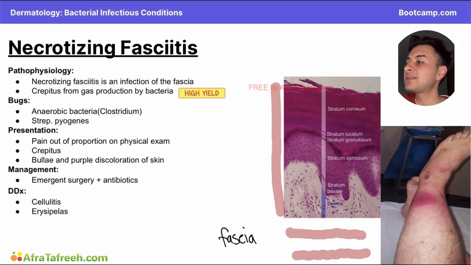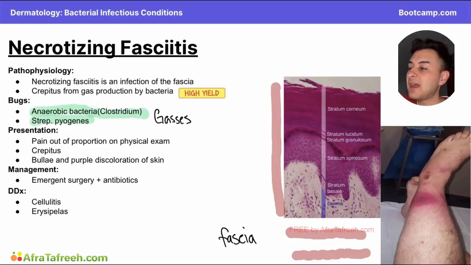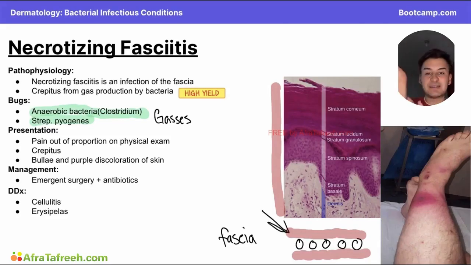And we have a couple of bugs that can cause this. So we're looking at anaerobic bacteria like Clostridium and also Strep pyogenes. And what these do is they produce gases. And these gases like CO2 and methane, they can live right between the layers of the fascia. They're produced by these bacteria. And what happens on physical exam is when you physically press on these fascial planes, like pressing here on someone's arm or on their leg, it's going to make a popping sound, really similar to when you pop bubble wrap when you get a package. And that sound is what we call crepitus.